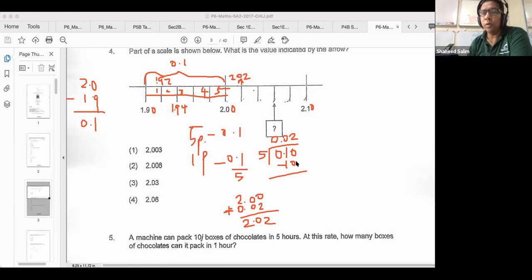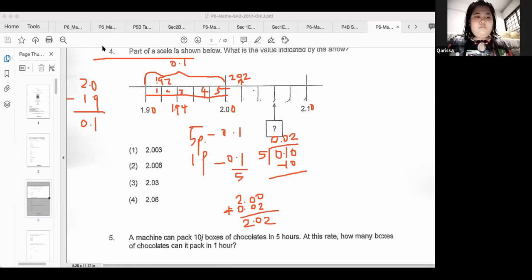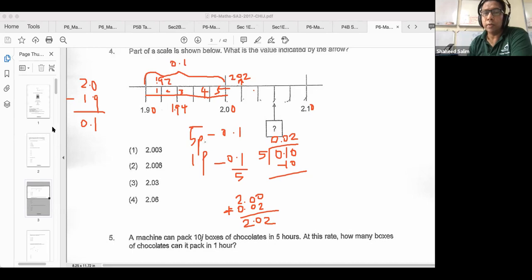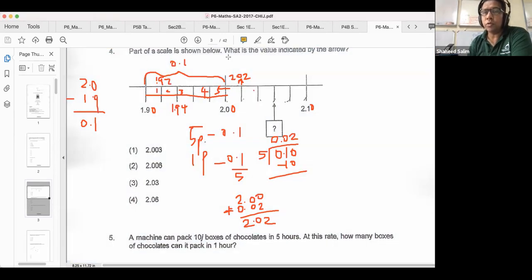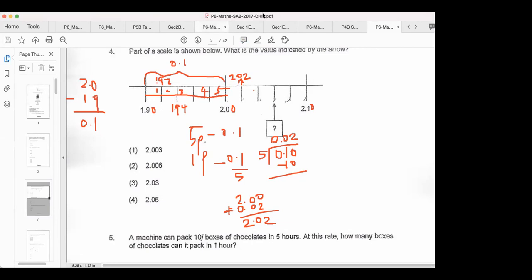Then what to do? You know where 2.02 is, right? Sorry. 2.02 is already here, right? This one out here. So do the next one, 2.04, 2.06. You can see now, this one becomes 2.04, 2.06.